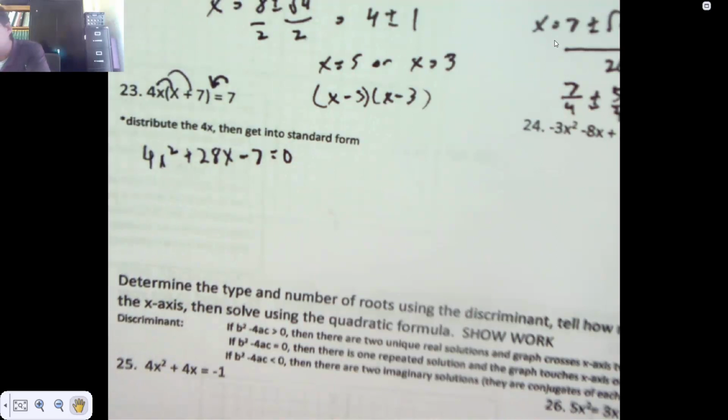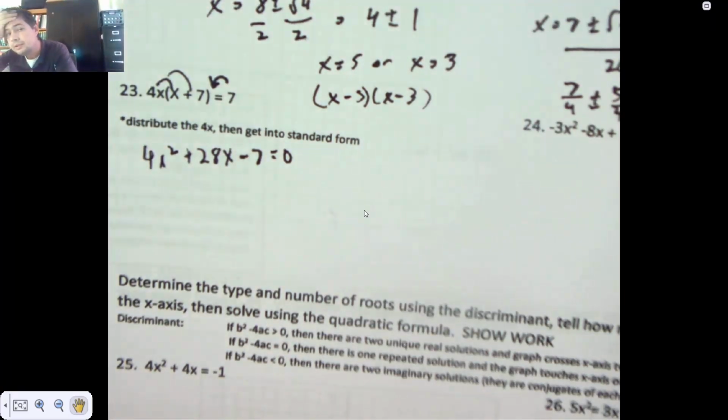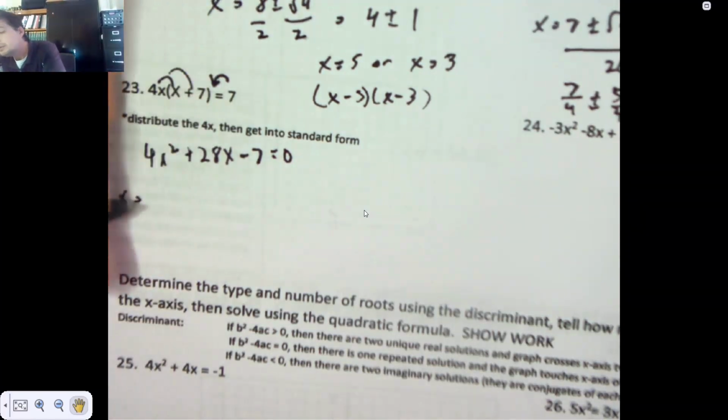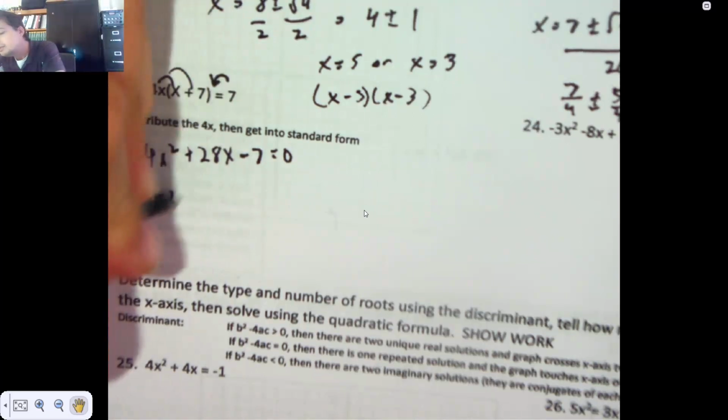You could complete the square if you wanted to. I wouldn't count off if you did. I actually prefer to complete the square. It's quicker, believe it or not. The complete the square technique is actually way quicker than the quadratic formula. But anyways, we're going to go with opposite b. B's 28. That's kind of big.